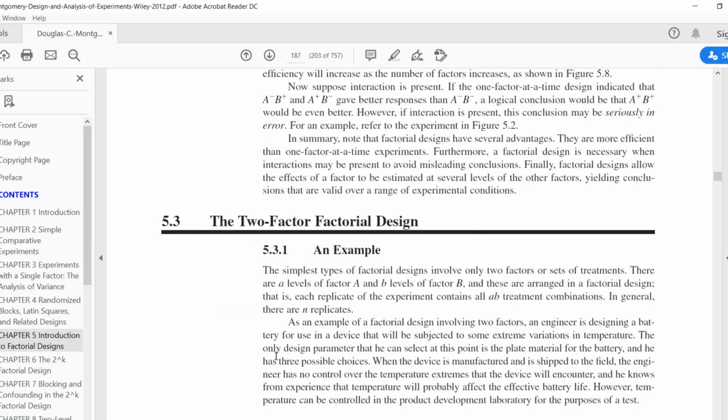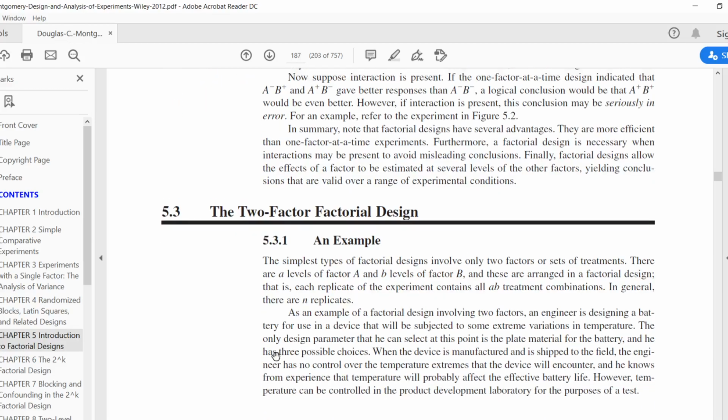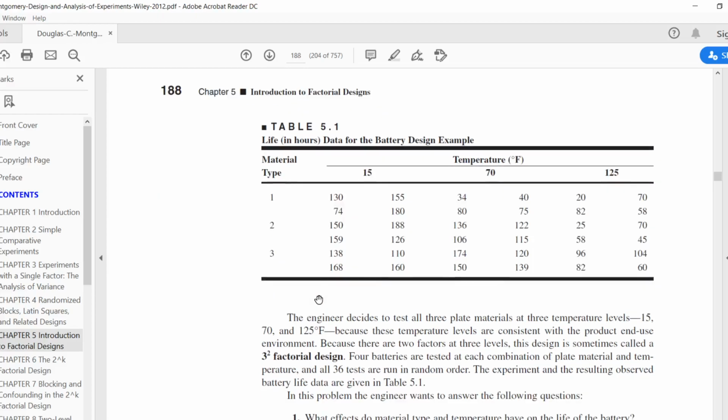And specifically, let's look at the two-factor factorial design. This is the definition where there's a levels of factor A and b levels of factor B. And it's important to know that there's going to be a times b treatment combinations.